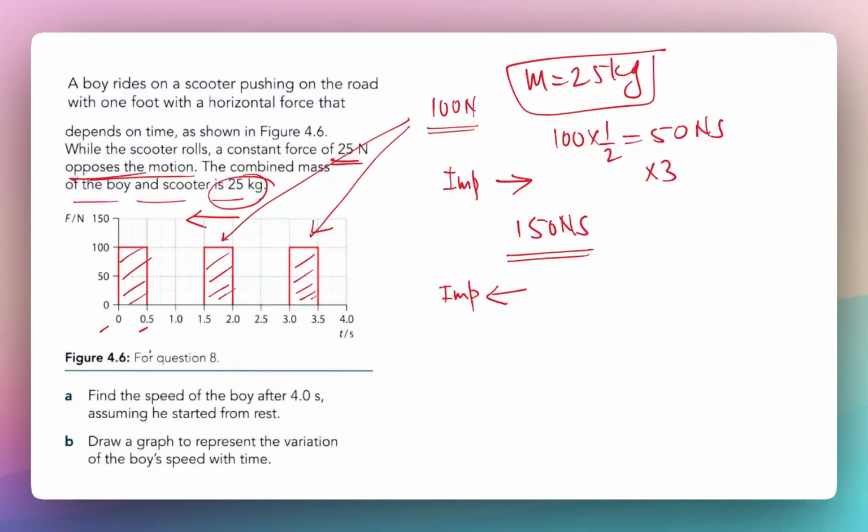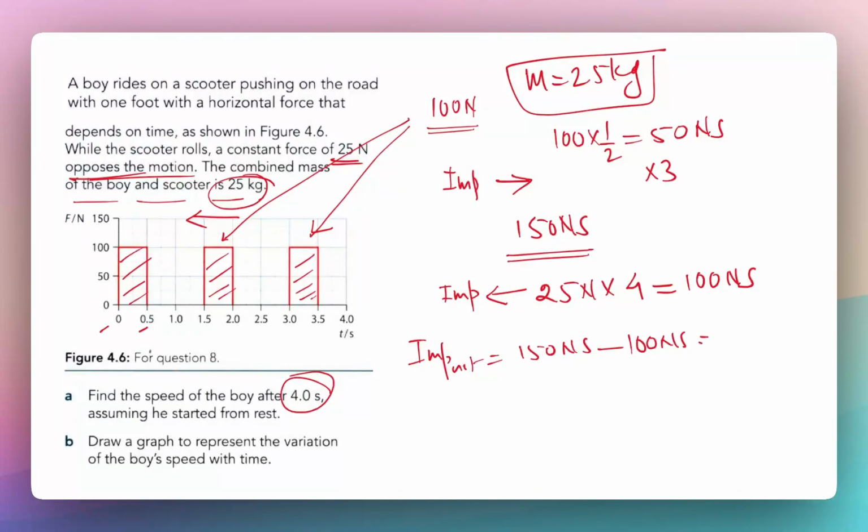I'm just writing it down. Find the speed of the boy after 4 seconds. So the time of interest is 4 seconds. So this force, which is 25 Newton, is going to act for 4 seconds. So this is going to give us 100 Newton second impulse towards the left. So the net impulse is going to be 150 towards the right minus 100 Newton seconds towards the left. So the net impulse which the scooter is going to experience is 50 Newton seconds.